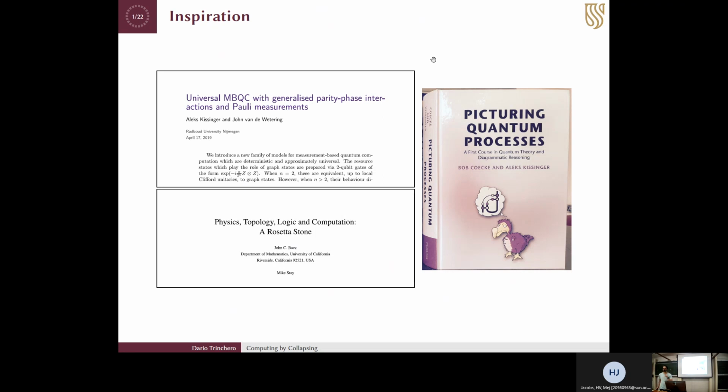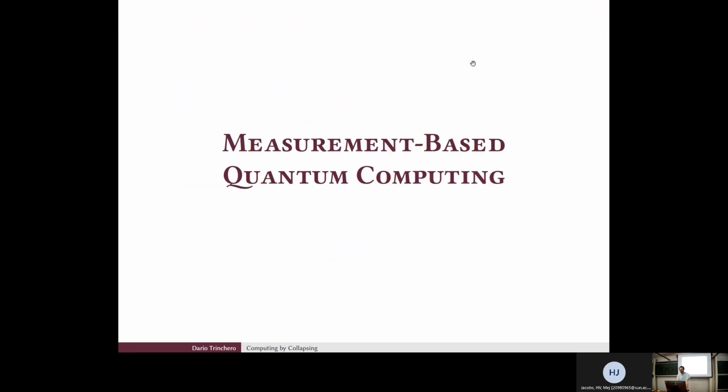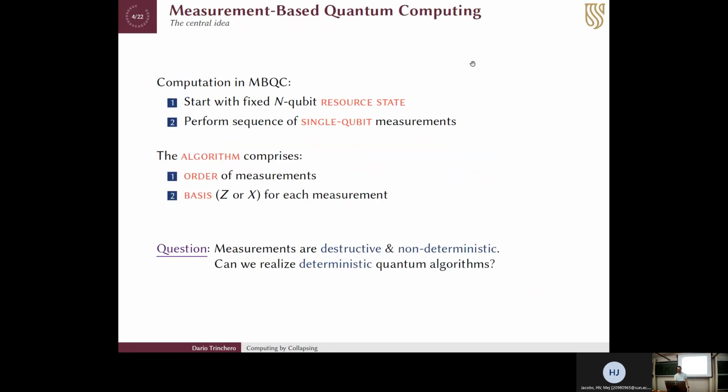I mean, yeah, I didn't really understand. So I understand the ZX calculus. Yeah, good. I didn't understand the measurement-based quantum computation. So I would like you to just do the simplest algorithm on the board. The simplest algorithm on the board.